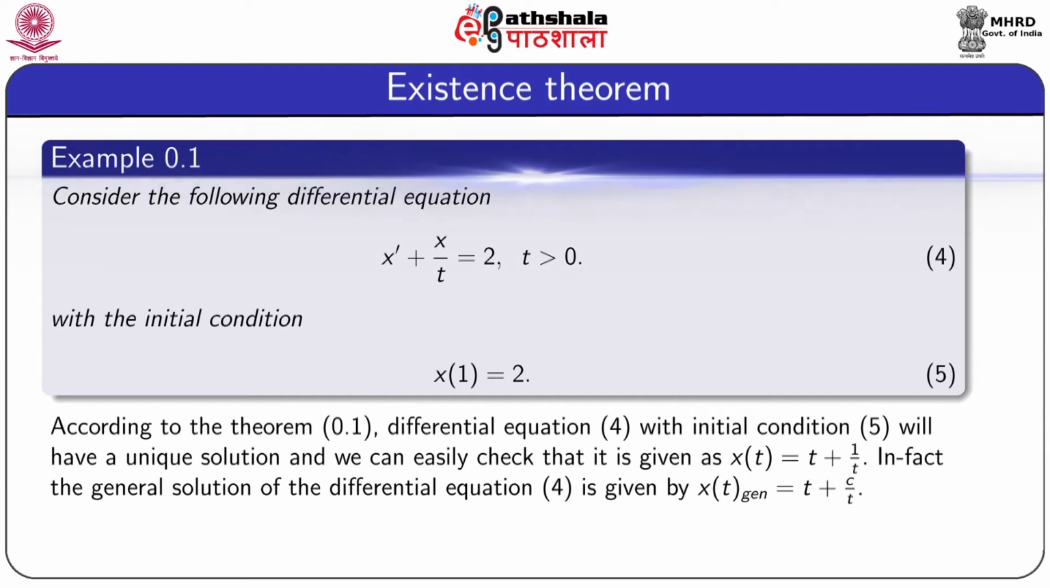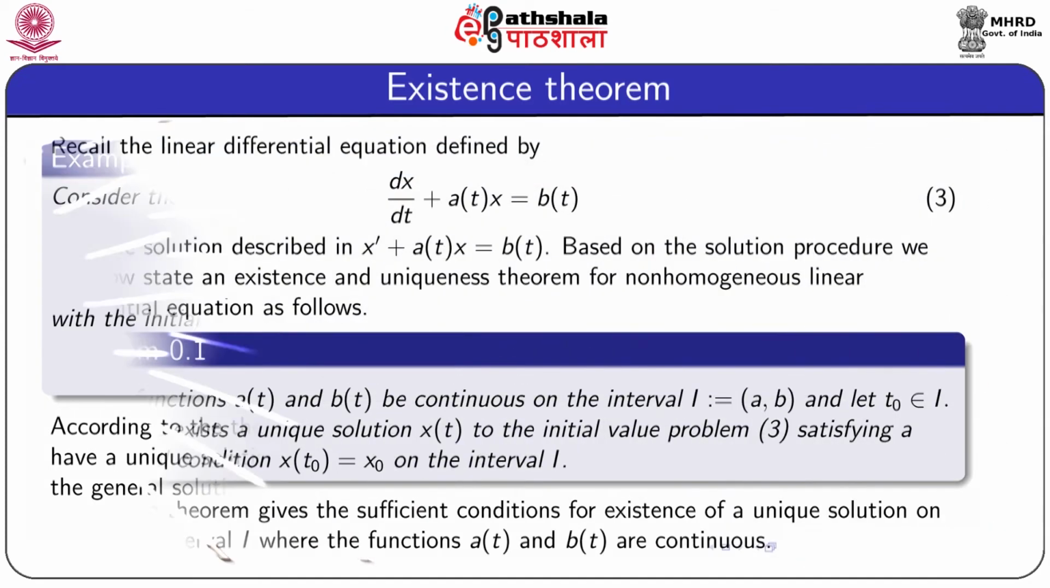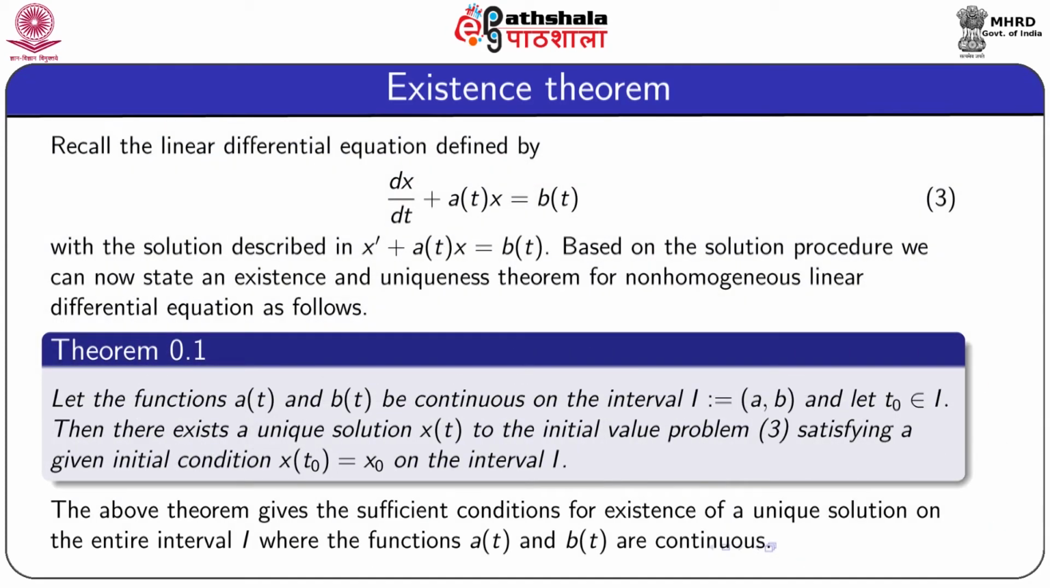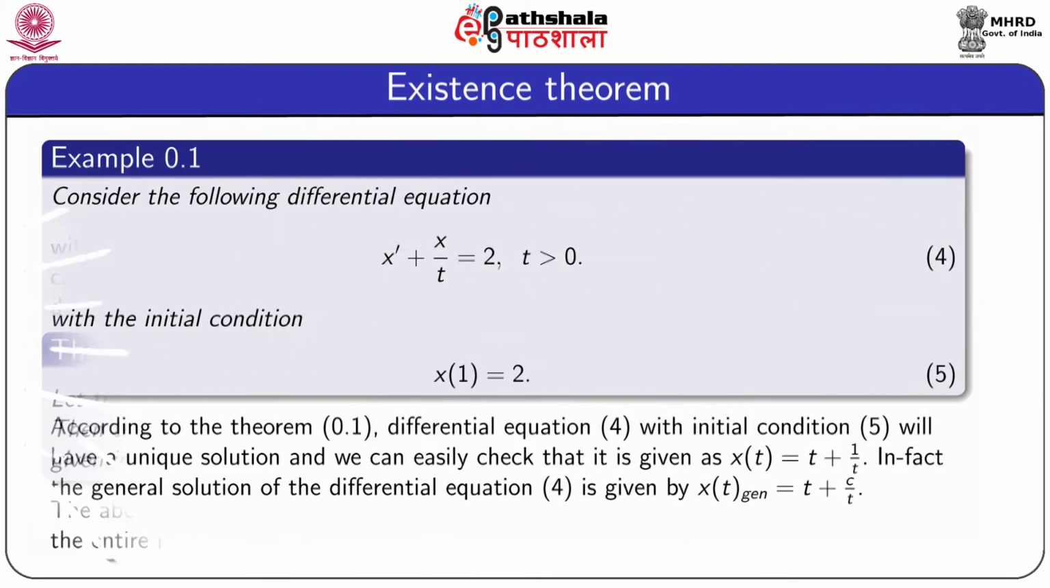In fact, the general solution of the differential equation 4 is given by x(t) = t + c/t. Now, please note that the previous theorem says that our a(t) and b(t) have to be continuous. In this example, a(t) is 1/t and b(t) is 2, which are two continuous functions in the interval (0, ∞).